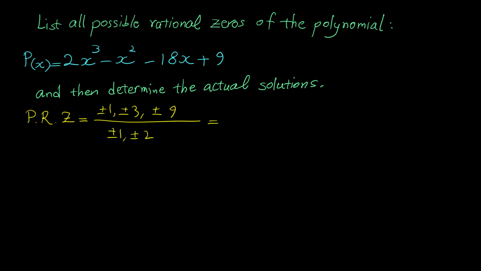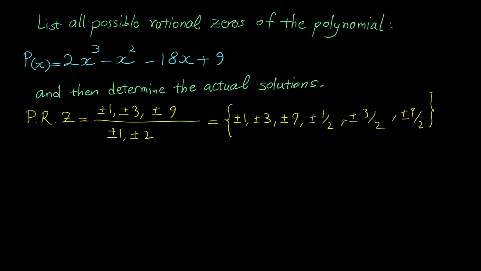So our list would be these numbers. If we divide the numerator by 1, it's the same: plus minus 1, plus minus 3, plus minus 9. But if we divide them by 2, we have 3 over 2 and 1 over 2, which are new, and 9 over 2. So basically we have plus minus 1 half, plus minus 3 halves, and plus minus 9 over 2.